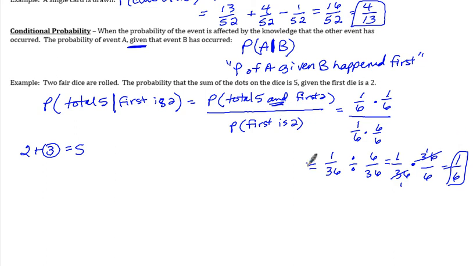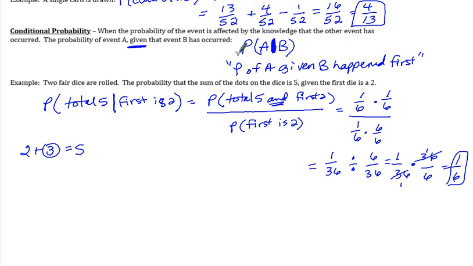Alright, this is definitely the most complicated you'll see. You may not even see anything that complicated on a quiz or test, but definitely you will see this notation here of the given. This means the probability of A happening given B already happened.